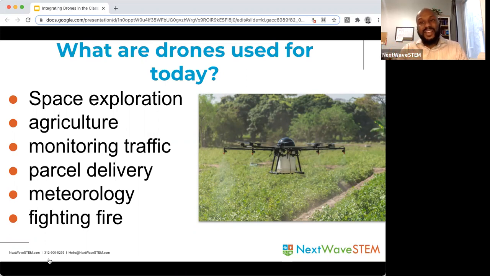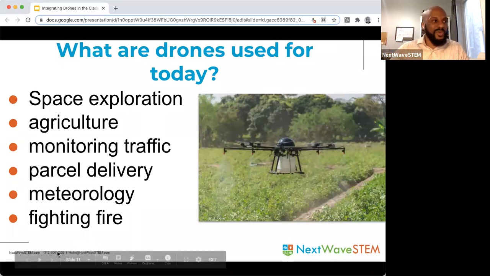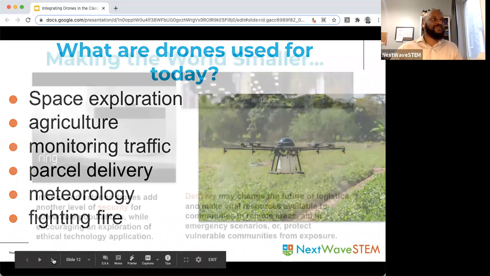And there are even a couple of startups that are using drones to help fight fires and for public safety purposes. This is, once again, a really, really short list of the different ways in which drones are being used.